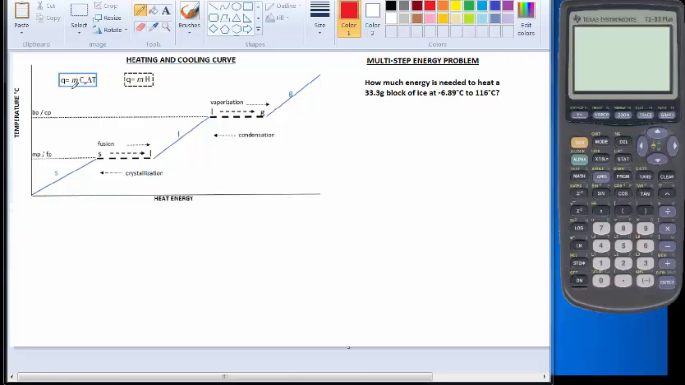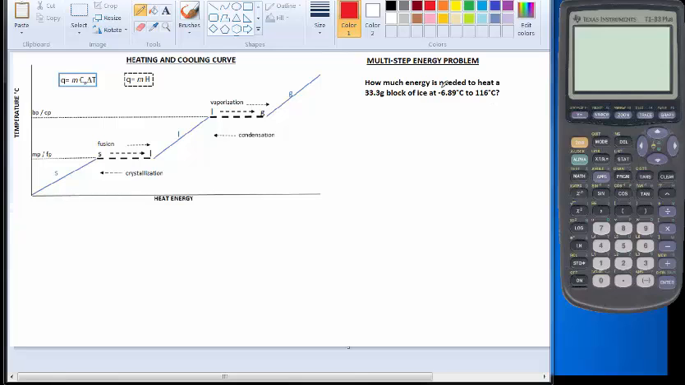In this video, we will be discussing how to complete a multi-step energy problem and how to identify when an energy problem requires multiple steps. Our problem asks how much energy is needed to heat a 33.3 gram block of ice at negative 6.89 degrees Celsius to 116 degrees Celsius.